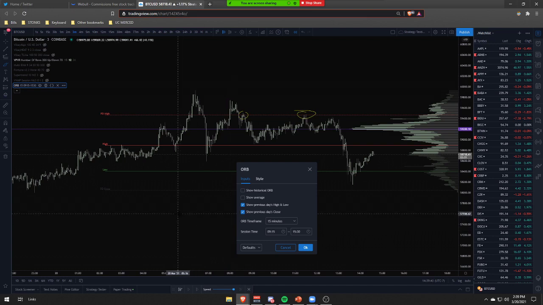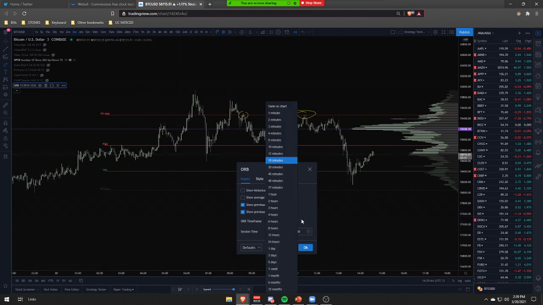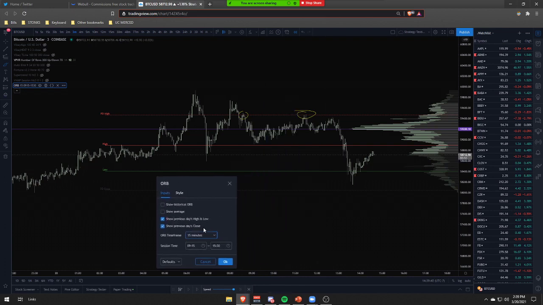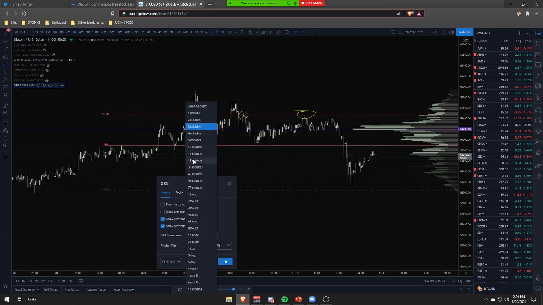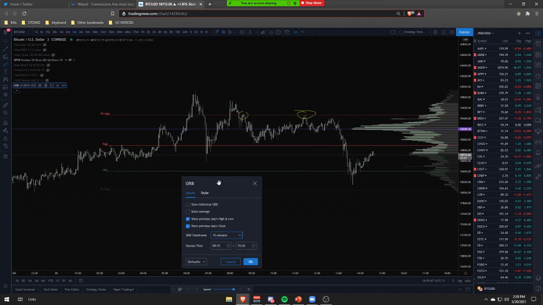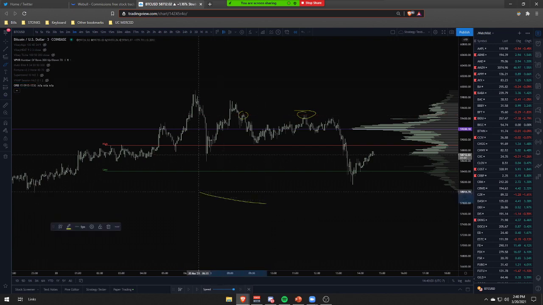Makes sense? And then of course you can always change the time frame. A lot of people play the ORB on the 15. It's pretty standard. You can use it on 3 minute if you want, it just narrows it down. But typically a lot of people use the ORB strategy on the 15. Make sense?